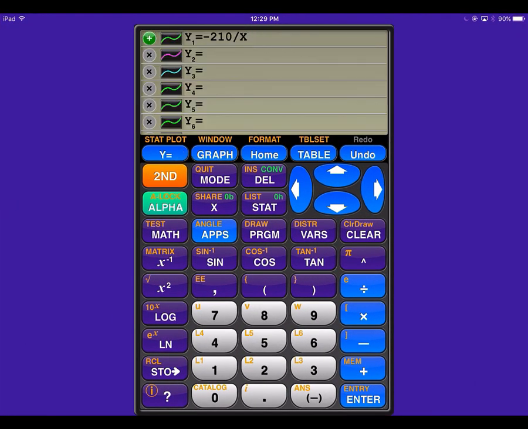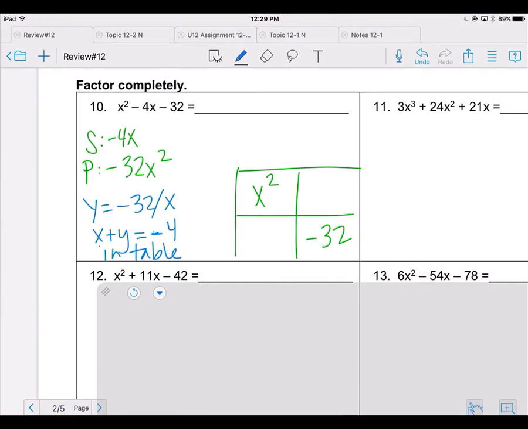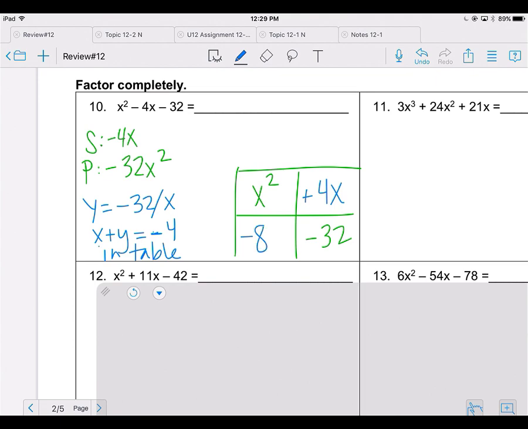So we put -32 divided by x into y equals. Look at the table, and I'm looking for a horizontal row of an x plus a y that will add to a -4. And remember, we're only using whole numbers, so 1 doesn't work, 2 doesn't work, we skip 3. 4 plus -8 would give me a -4. So I write my two factors of positive 4x and -8x.